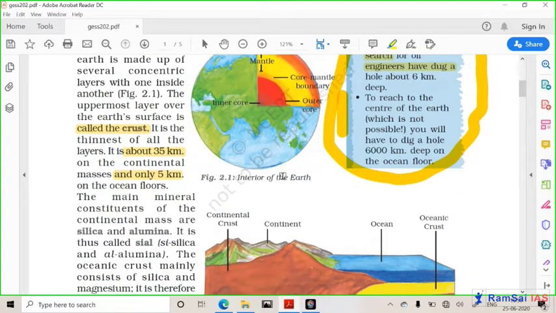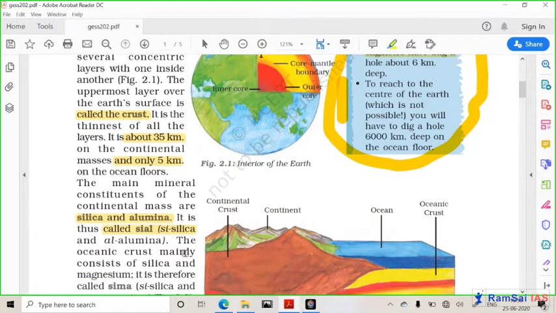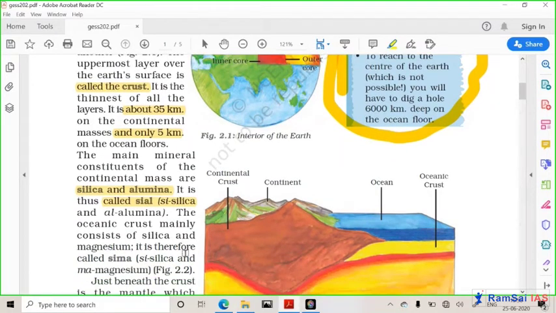So Earth's crust, as we have seen, can be classified into two types: oceanic crust and continental crust. Oceanic crust is denser, continental crust is less dense. Continental crust is made up of silica and aluminium, or alumina. That is why it is also called Sial. Getting it? So Si for silica and Al for alumina.